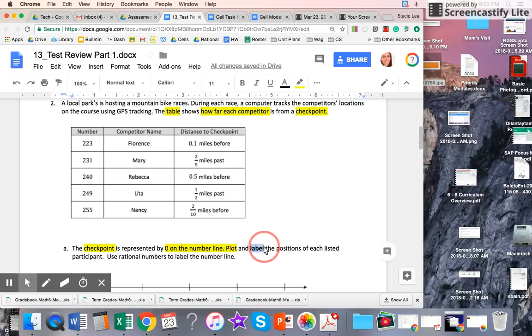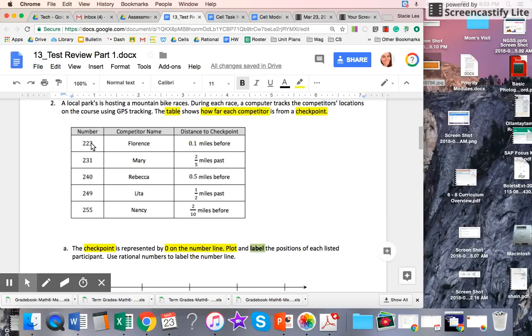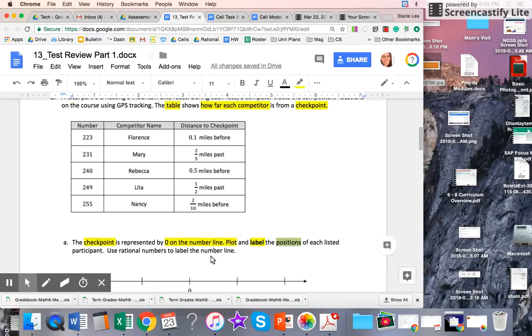And it says label. Now some people wanted to label the number. You could do that. That wouldn't necessarily be wrong, but a competitor's name would be a lot easier for somebody else to follow. So plot and label the position of each participant, and use rational numbers to label the number line. Rational numbers are negative and positive whole numbers, fractions, or decimals that do not go on forever.